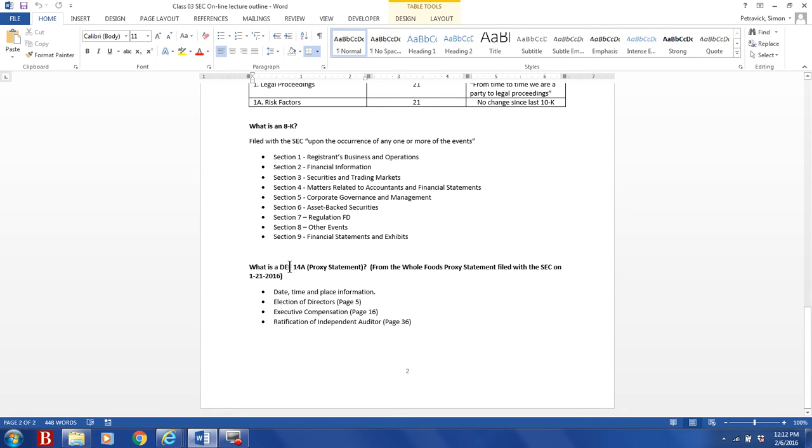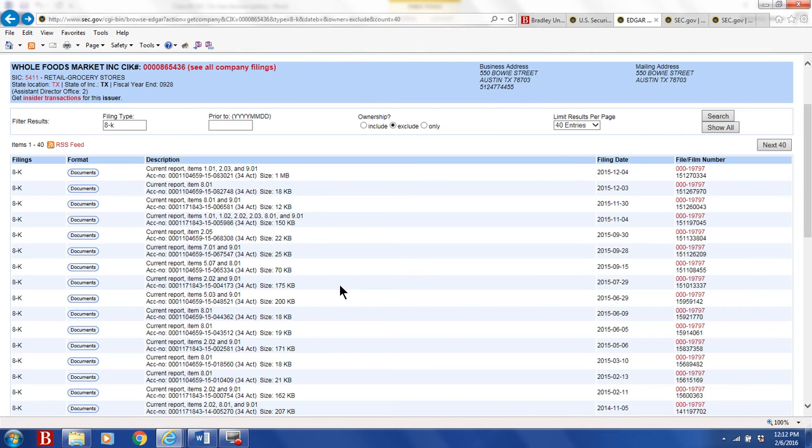Then the last thing to be looked at is the proxy statement. The proxy statement is something that is sent each year to investors. The investors own stock, which means they are owners of the company. And as owners of the company, they are entitled to certain information, plus they are also entitled to vote on things that are important for the company.